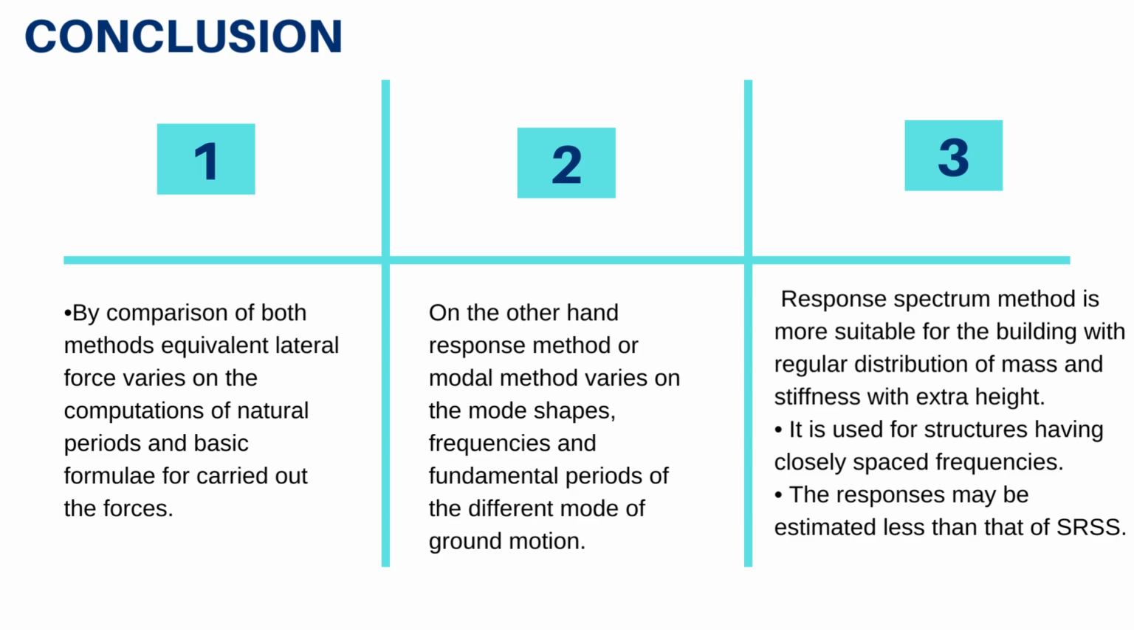Response spectrum method is more suitable for buildings with irregular mass and stiffness distribution and additional height. It is used for structures with closely spaced frequencies and may yield lower response estimates compared to SRSS, square root of the sum of squares.